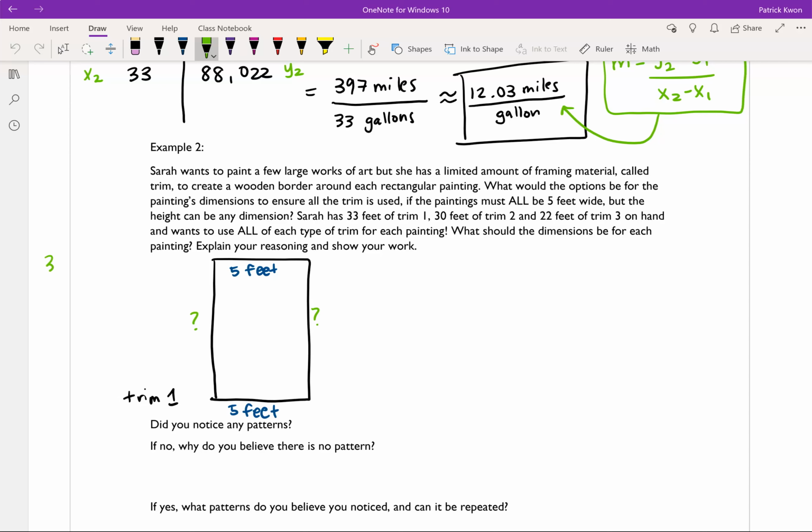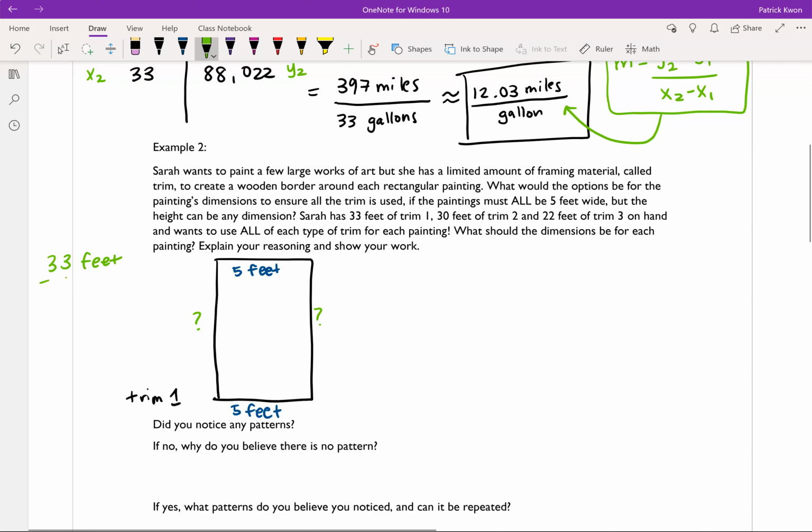And so what we could do is we could take our 33 feet, and we know that 5 feet is being used for the top portion of the trim, or the painting, and 5 feet is being used at the bottom. So 33 minus 5 minus 5 is 23 feet.